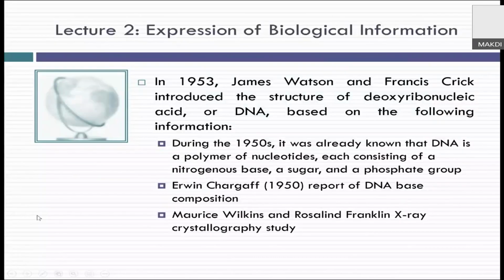Okay, so the DNA structure. The DNA structure that we know is based on James Watson and Francis Crick. Their model, where they proposed the DNA model, is very accurate, because they were based on three very important pieces of information at that time, the 1950s. The technology was still not very advanced compared to now. They didn't even have a cell phone like you guys.